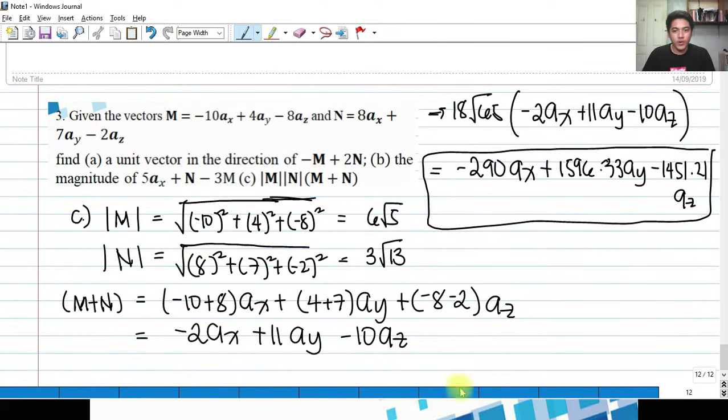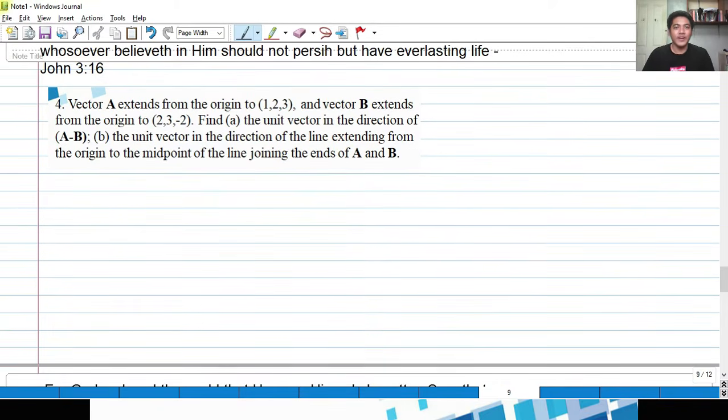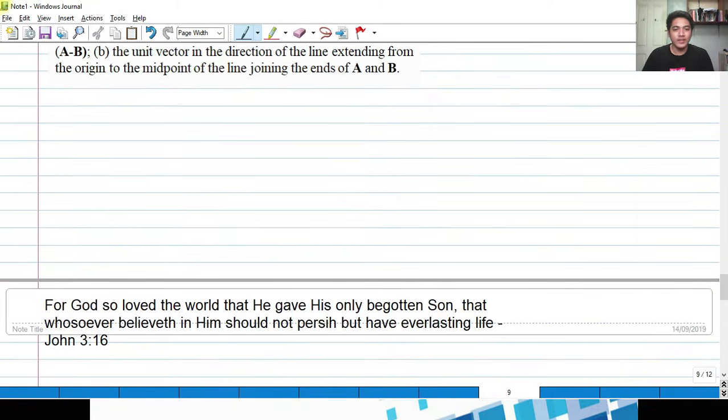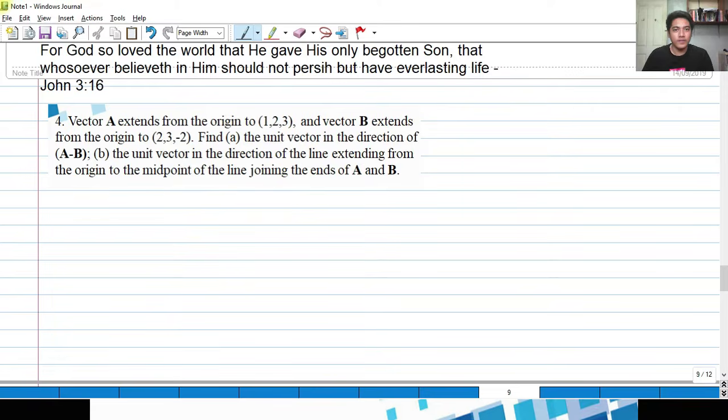So let's go now to our very last number. Last question. We have here vector A extends from the origin to point 1, 2, 3, and vector B extends from origin to 2, 3, negative 2. Find the unit vector in the direction of A minus B. So A minus B is a vector.